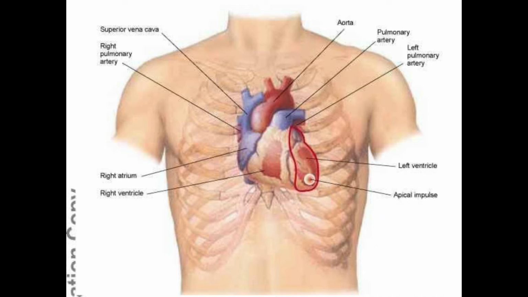Next, palpate the right ventricular impulse at the left sternal border. Place your fingertips in the 3rd, 4th and 5th interspace, then palpate the systolic impulse of the right ventricle.